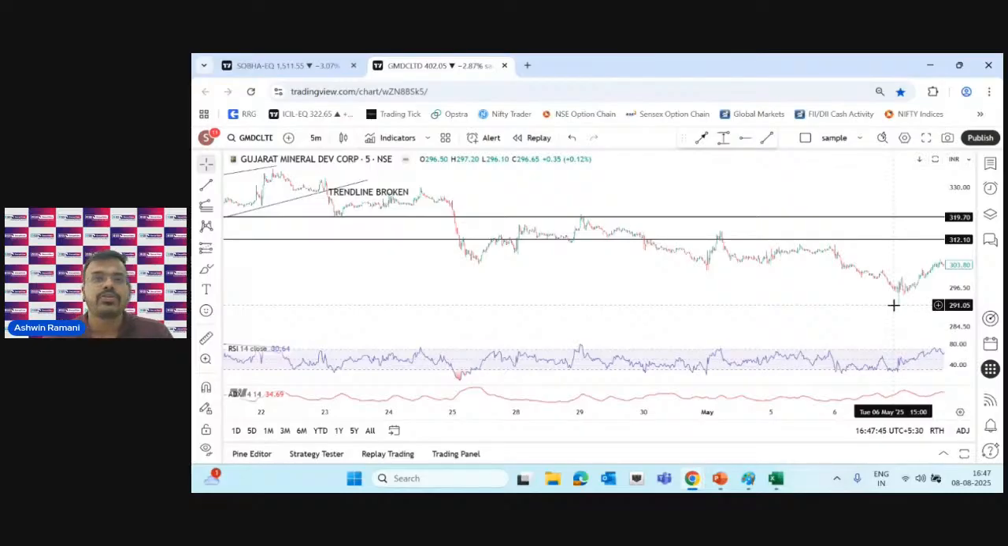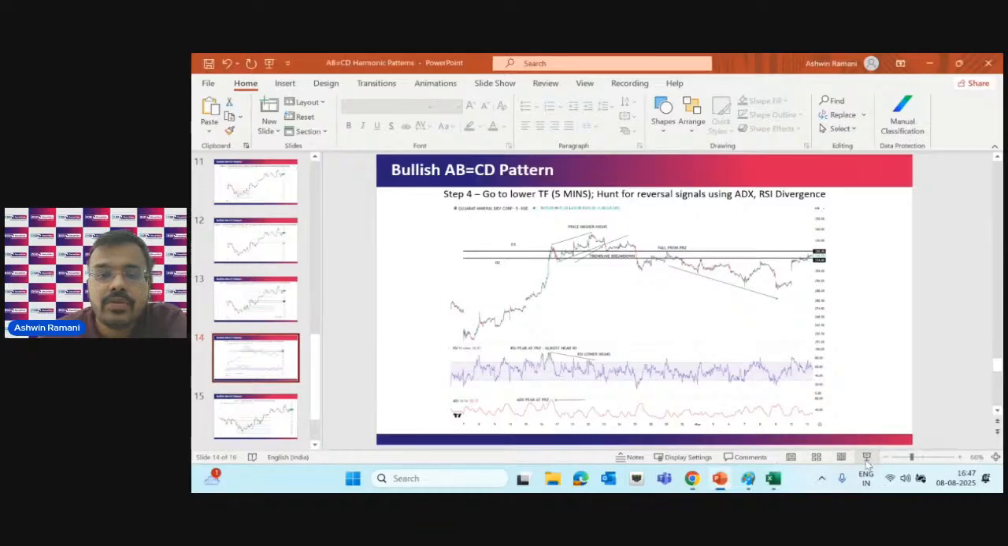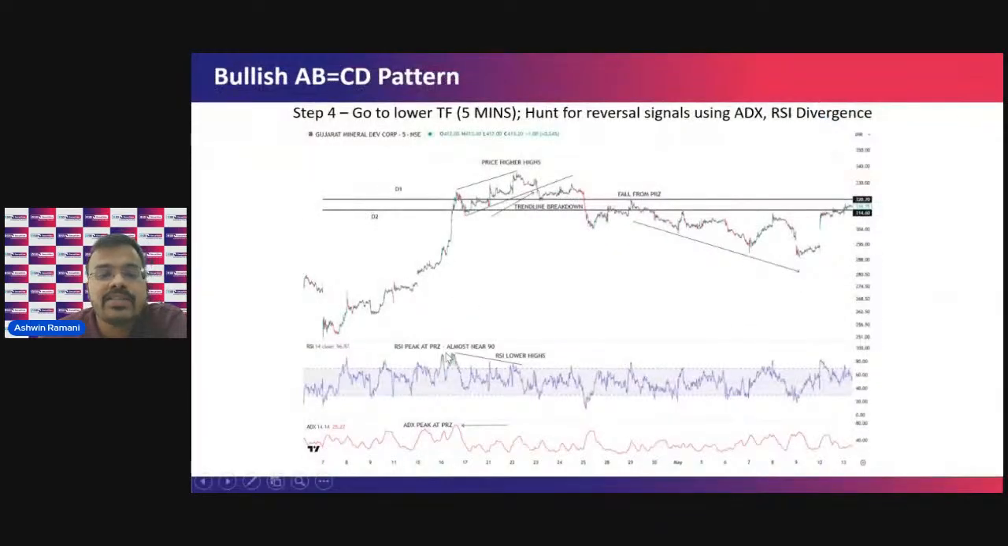Is this clear? Understood? I hope you understood what signals I saw here. So if I have to show you with the help of a chart now, we saw RSI was almost at its peak. It was almost near 90. The price was making higher highs while the RSI was making lower highs. If you look, ADX had reached quite a peak. This was the peak for ADX, which indicated that GMDC is in an overbought zone.